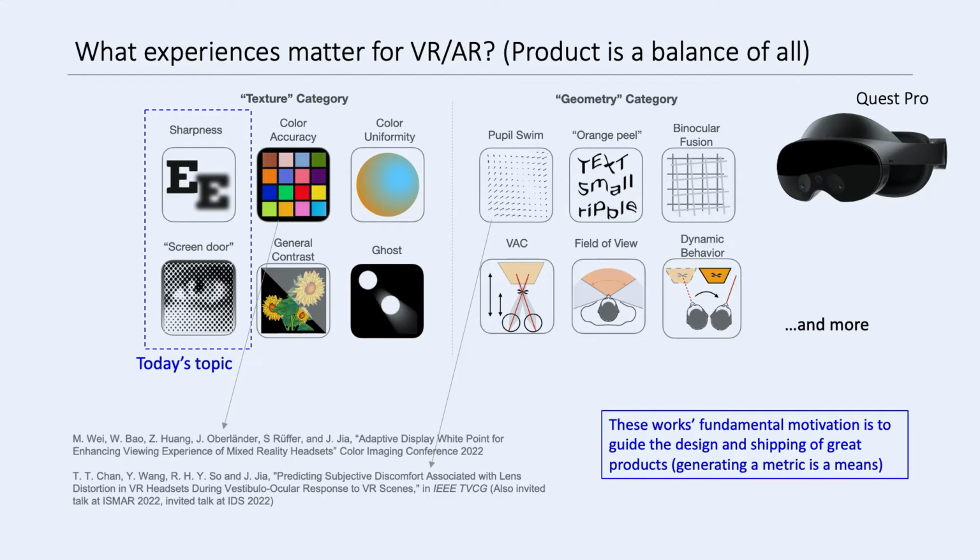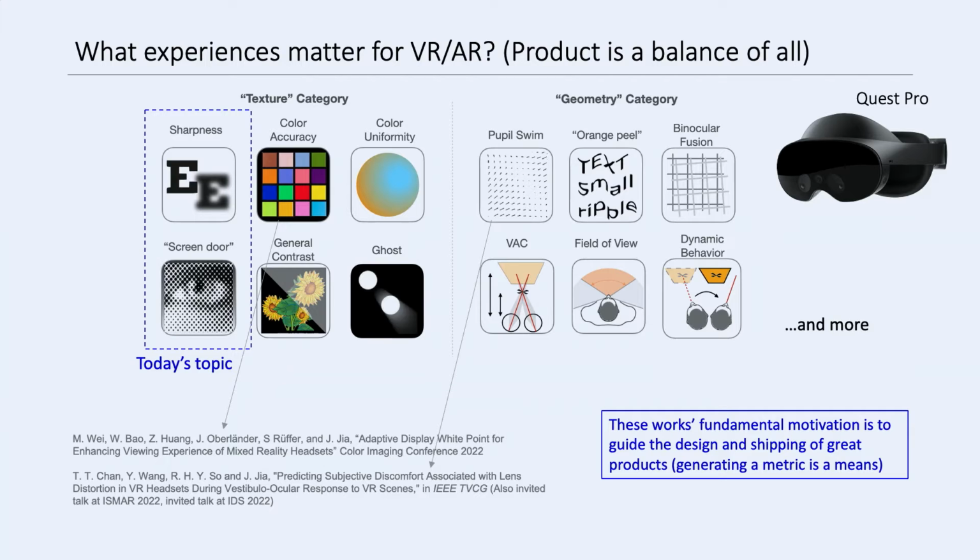And then on the geometry category-wise, we have a pupil swim. That's sort of a dynamic distortion behavior that, when severe, will cause motion sickness. We have orange pupil. It's very similar to pupil swim, but it's local in nature. It doesn't cause motion sickness, but it's quite annoying. Of course, we have the binocular fusion or distortion disparity, which causes cross eyes. VAC, you probably hear about this in the past few years all the time, and field of view, dynamic behaviors, and there's a lot more.